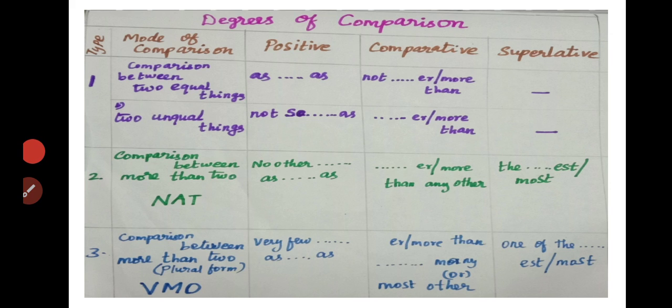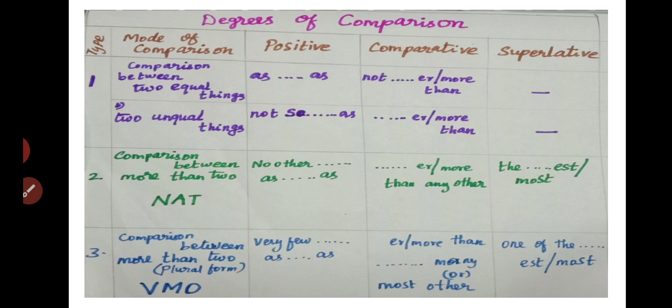Okay, in the degrees of comparison, we have three types of degrees of comparison we are going to see. The first one, type 1, is comparison between two equal things.